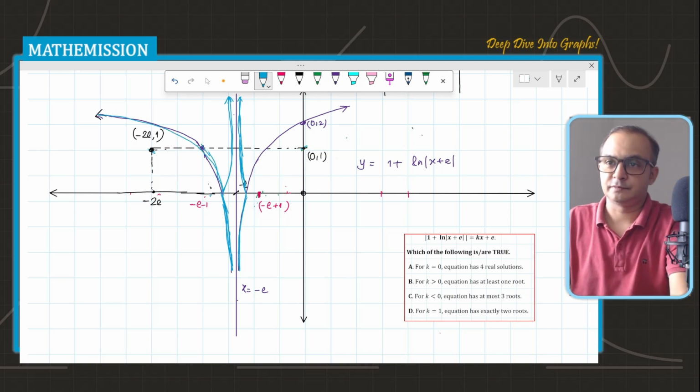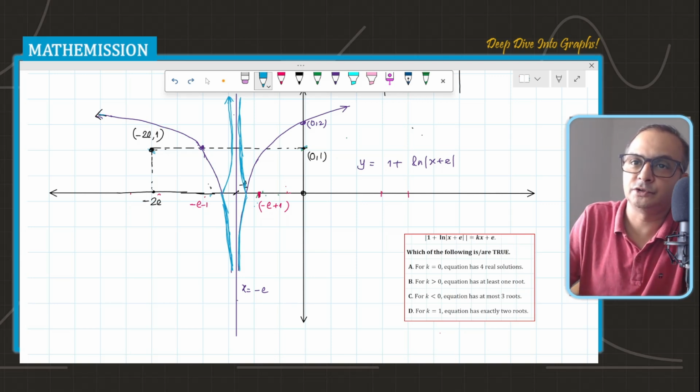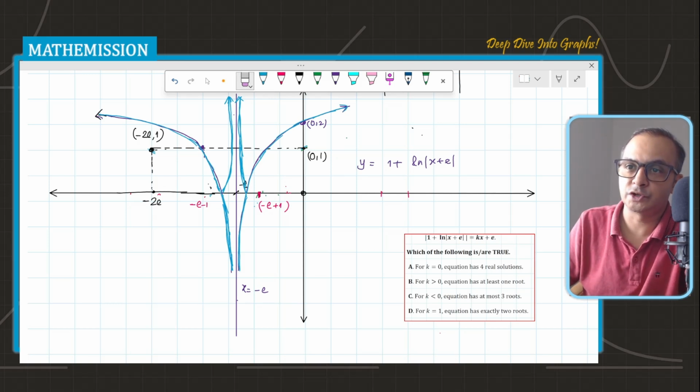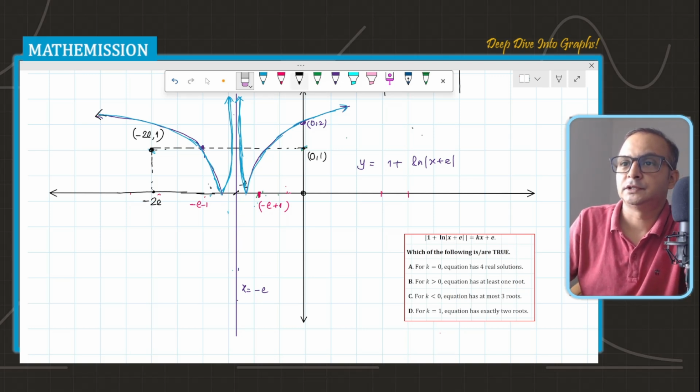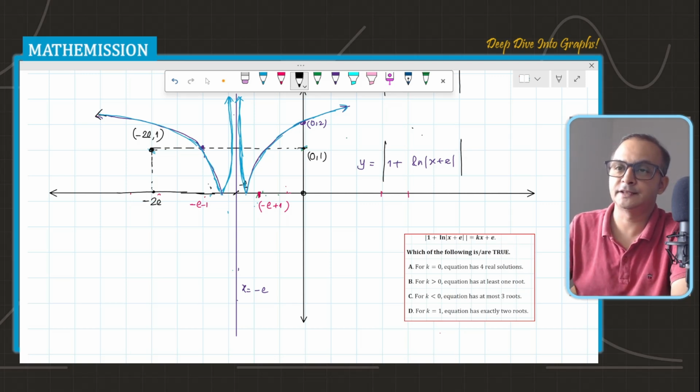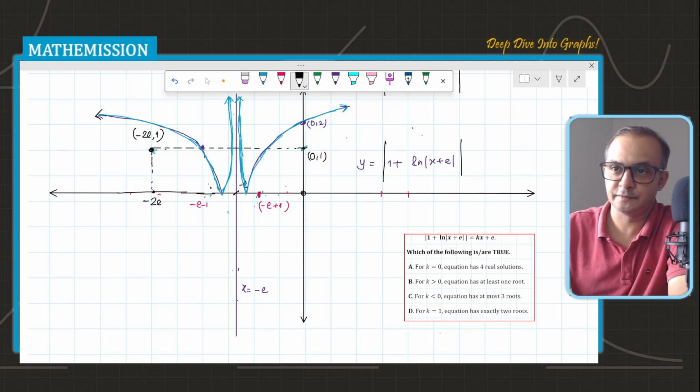A little bit by hand, it's difficult to draw, but let me just be more precise. Again, this portion I have, again this portion I have, and this portion I have. And now I'm erasing the portions that were below the x-axis. So now I'm left with the graph of the mod of 1 plus log of mod x plus e, and this is the graph I need for the left hand side.